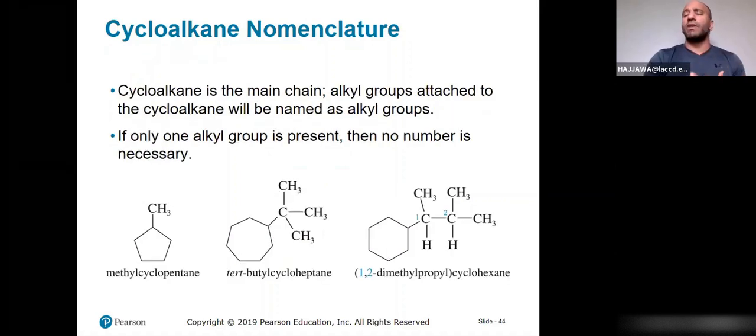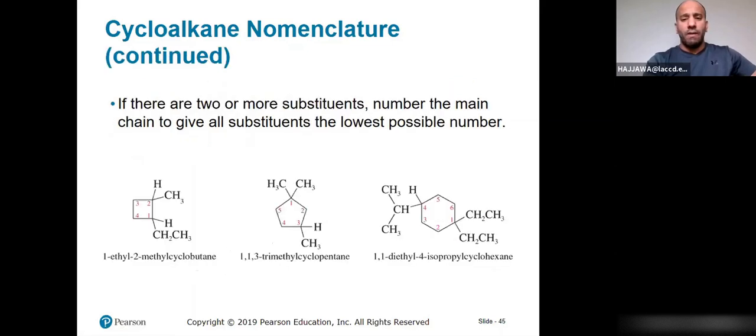In terms of naming, there are a set of rules that are very simple. If the cycloalkane has one substituent, there is no need to number the ring. So like in the example of methyl cyclopentane, I don't need to say one methyl cyclopentane. I don't need to mention one tert-butyl cycloheptane. Okay. You can see here an example of a complex substituent. I will leave it for you to read, as I will not be asking you about complex substituents in this course.